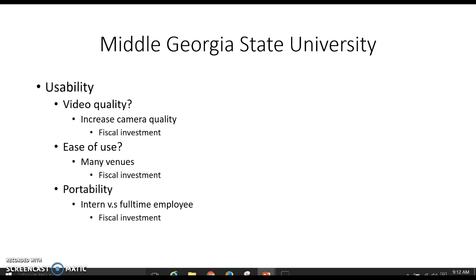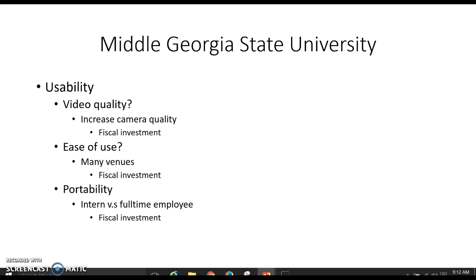Ease of use, that was another big one. Middle Georgia State University has many venues. So if they spend a lot of money, like I said before, there were two kinds. You had a permanent, mounted-from-the-ceiling type, or you had a roll-in, set-it-up type of application. They were concerned that, okay, now I bought 100 cameras or 500 cameras or 1,000 cameras.